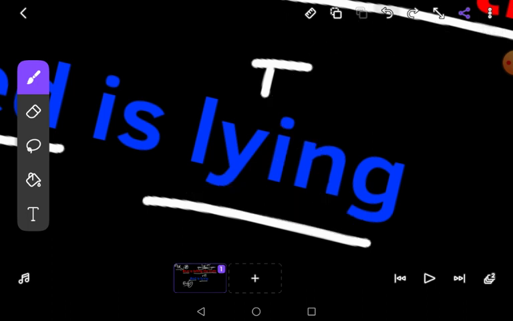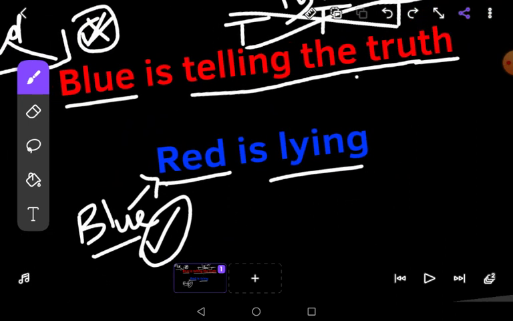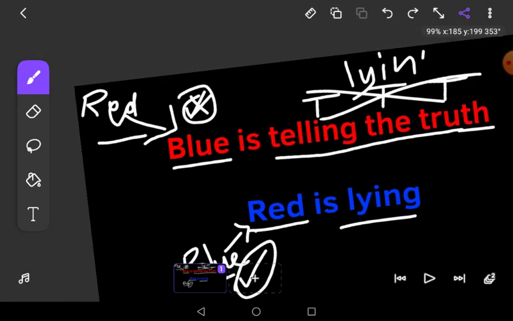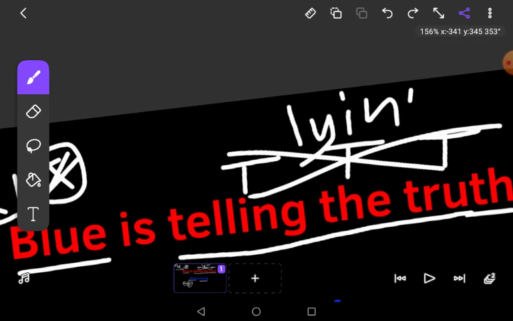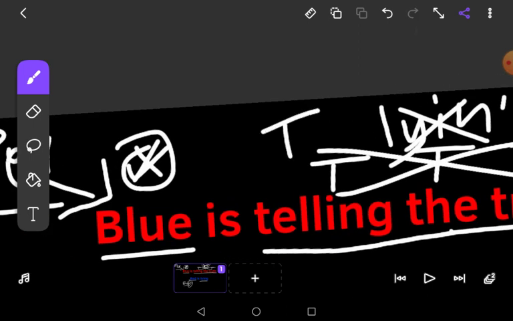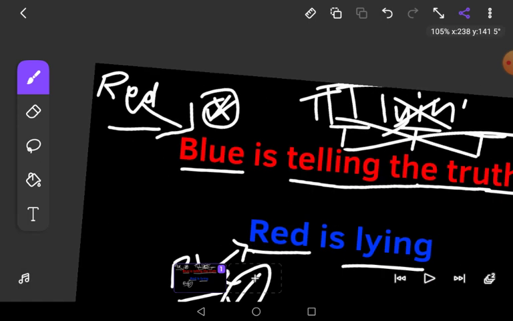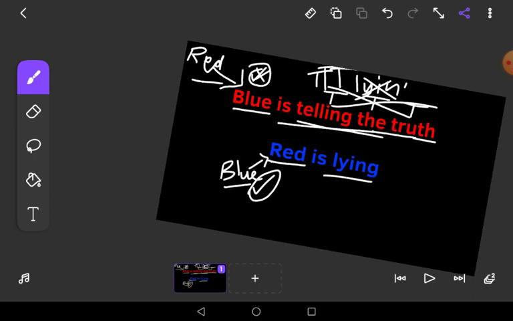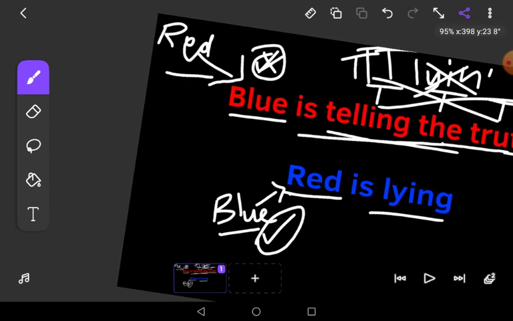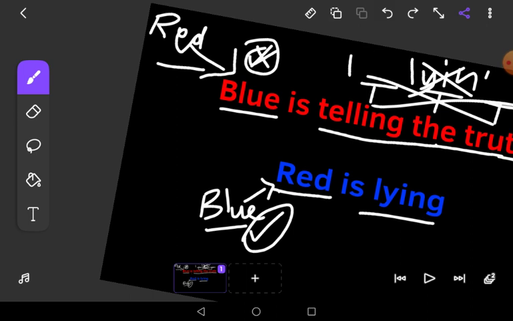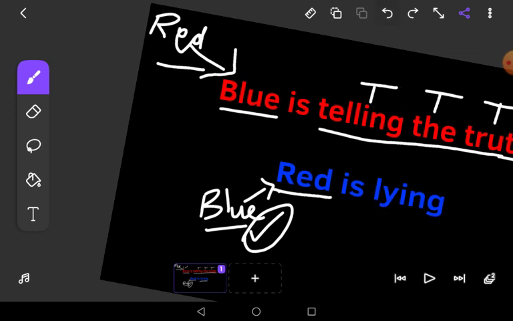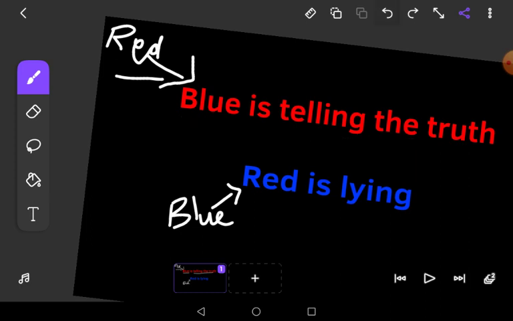Let me just do that. Red is actually lying. And if red is actually lying about blue lying, that means blue is not lying. Blue is telling the truth. Just like we see here, blue is telling the truth. And if blue is telling the truth about red lying, that means, if blue is telling the truth, that means we're back to the beginning. Wait, hold on. I must have done something wrong.